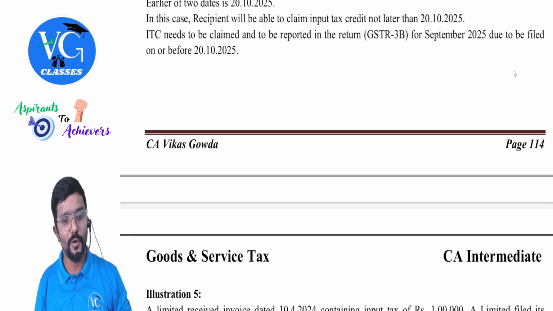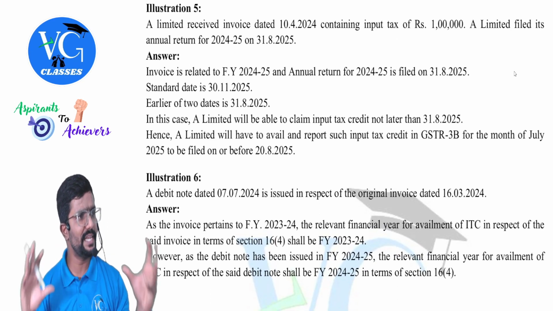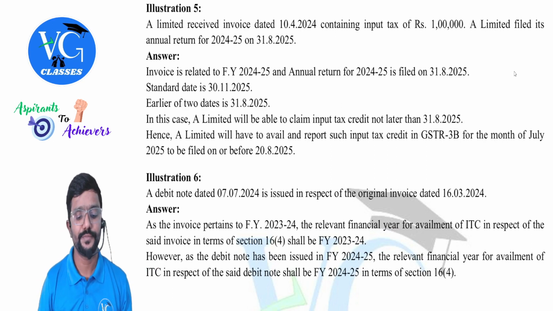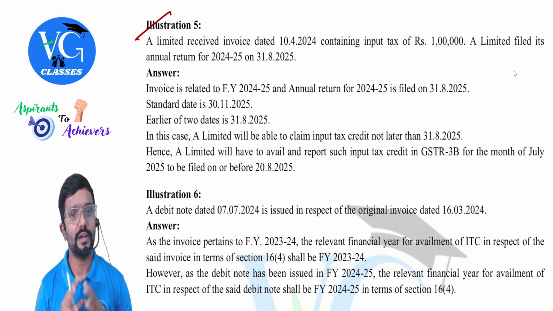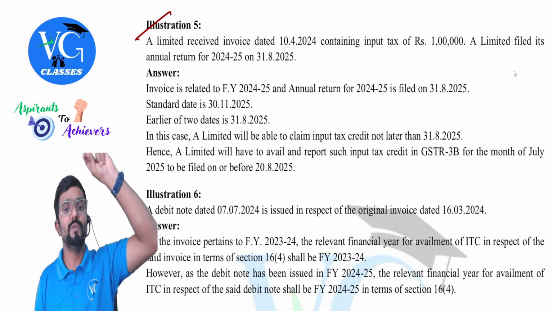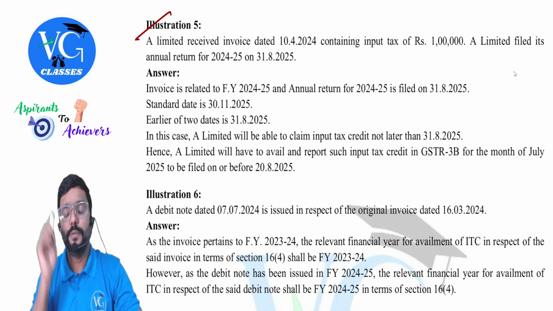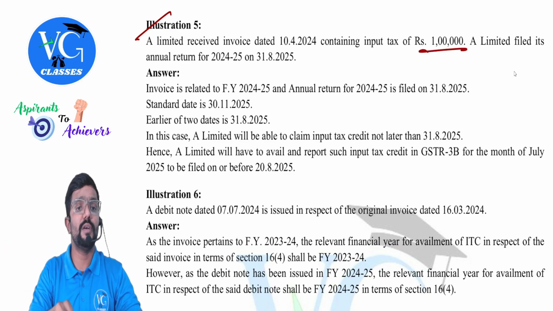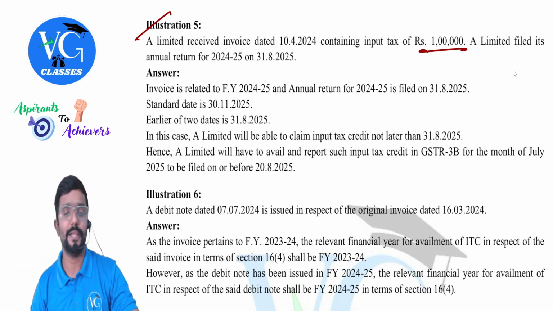I have put a few more illustrations, guys, because more clarity is required for this. Especially with dates and years, there is a chance of getting confused. Please be careful. Illustration: A Limited received an invoice dated 10th April 2024. Invoice is relating to which year, people? 24-25. Containing the input tax of how much? 1 lakh. A Limited filed its annual return for year 24-25 on what day? 31st August 2025.